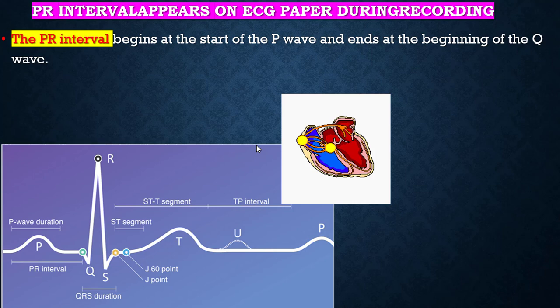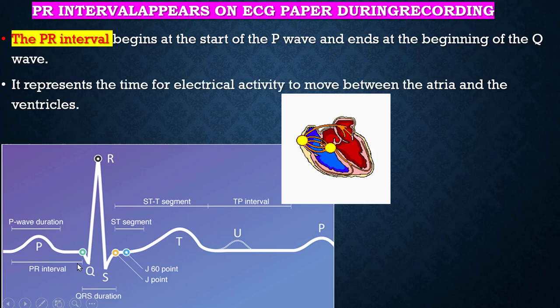PR interval on ECG paper during recording. The PR interval begins at the start of the P wave and ends at the beginning of the Q wave. Here is the start of the P wave and the beginning of the Q wave. So from the start of the P wave to the beginning of the Q wave, this interval is called the PR interval. It represents the time for electrical activity to move between the atria and the ventricles.